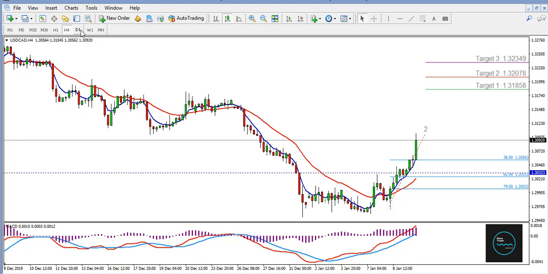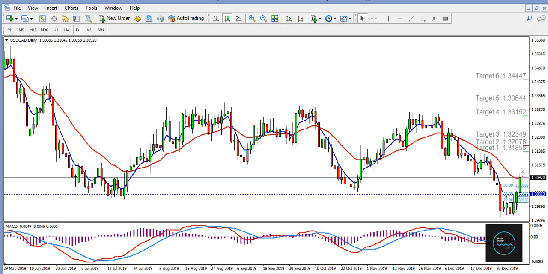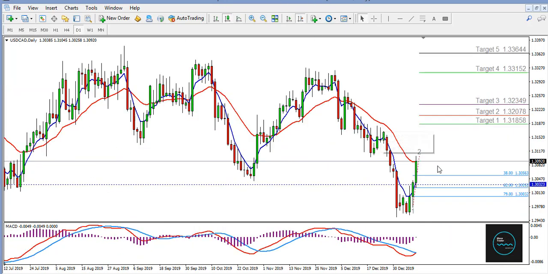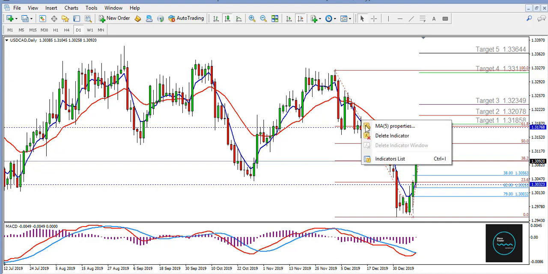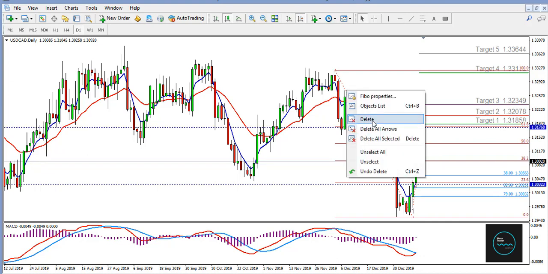But if not, if the market now decides to turn around, then you have to wait and see. But now you can see that the MACD is just beginning to cross on the daily chart. So the possibility of this trade actually getting to somewhere in this region is very high, because if we were to take the Fibonacci like I showed you from here on the daily chart, you will see that the 62% level for the daily time frame is in this region. Okay, I'm just going to delete this.